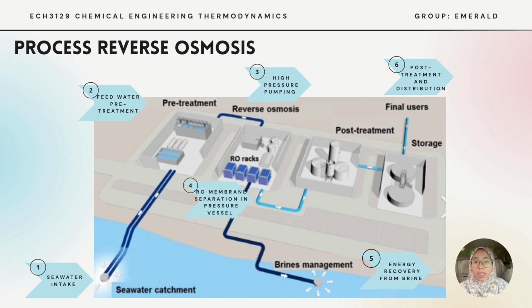Then, energy recovery from brine. Devices recover pressure energy from the brine to reduce power consumption. Lastly, post-treatment and distribution. The permeate is adjusted, disinfected, stored and then supplied to users. So, this is the process of water going from seawater intake all the way to safe and potable water.